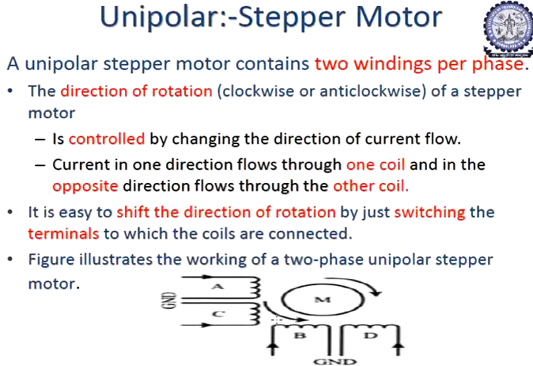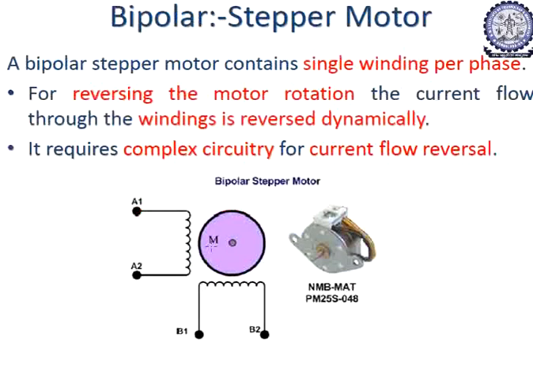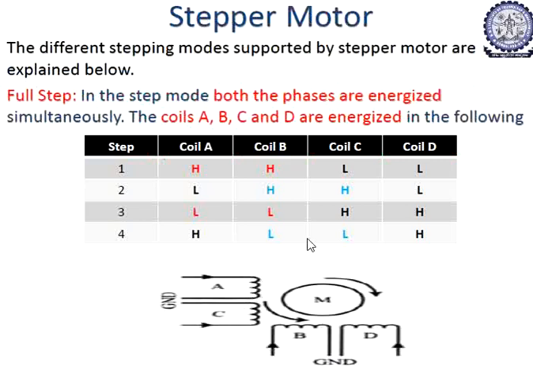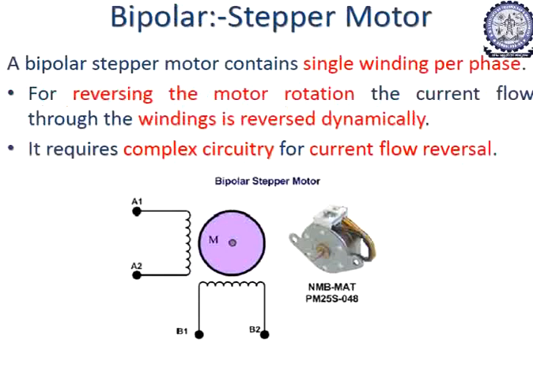The rotor rotates properly. Now it is easy to shift the directions, depending on the polarities, positive and negative. If we are giving the positive, obviously this will become negative, that we will see in the coming slides. And this is called unipolar, and the next one is called bipolar.